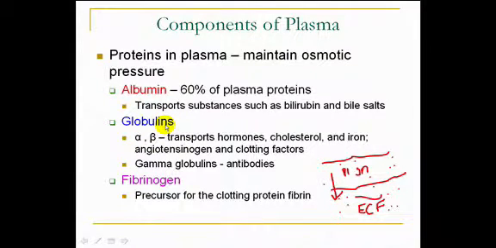Another type of plasma protein you'll find are called globulins. That's a general term for them. And there are 3 types of globulins: alpha, beta, and gamma globulins. Now your alpha and beta globulins usually play a role in transporting hormones. They can transport cholesterol in the blood and iron in the blood.